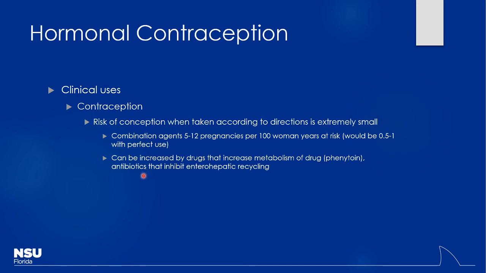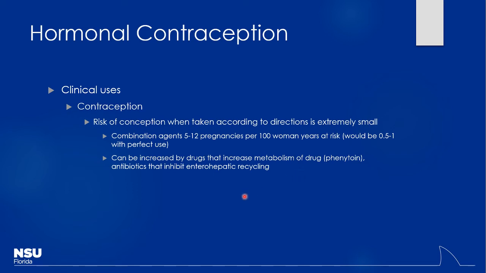So be aware though, you have to also consider things like drug interactions as well. If we have things that can induce CYP enzymes, for instance, they may actually help to increase metabolism of the estrogens and help to interrupt their ability to suppress that ovulation. For instance, things like phenytoin could do this, things like carbamazepine could potentially do this.